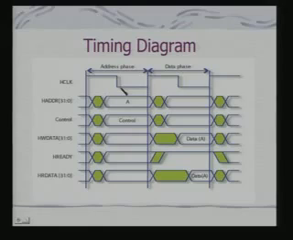Let us look at its timing diagram. In fact, I said that they are synchronous bus. So, if it is a synchronous bus, the whole thing is actually driven with respect to a clock. All transactions, I said, have an address and control phase. This is followed by a data phase.